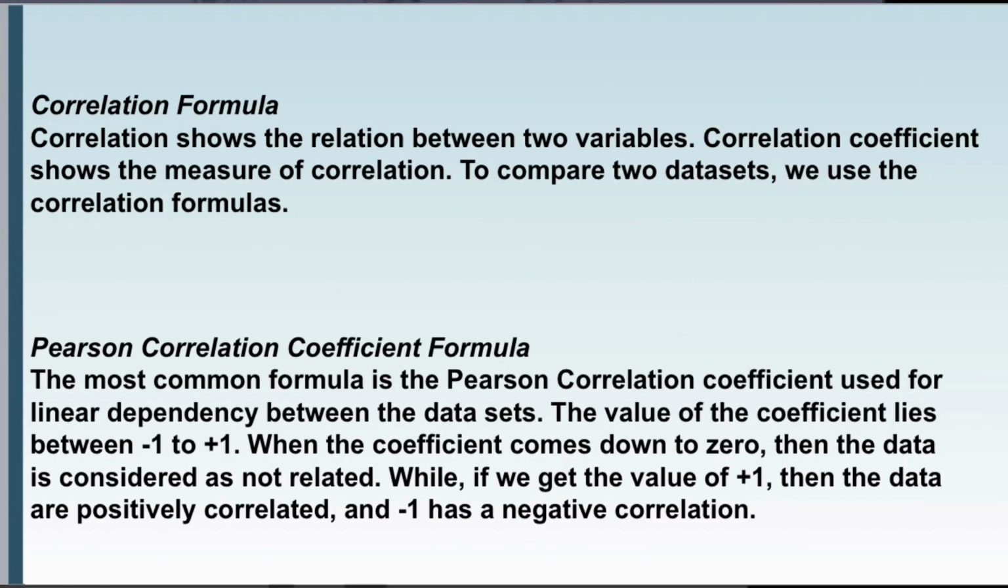Correlation between two variables, the correlation coefficient shows the measure of correlation. To compare two data sets, we use the correlation formulas. Pearson correlation coefficient formula, the most common formula, is the Pearson correlation coefficient used for linear dependency between the data sets. The value of the coefficient lies between -1 to +1. When the coefficient comes down to 0, then the data is considered as not related. While if you get the value of +1, then the data are positively correlated. And -1 has a negative correlation.